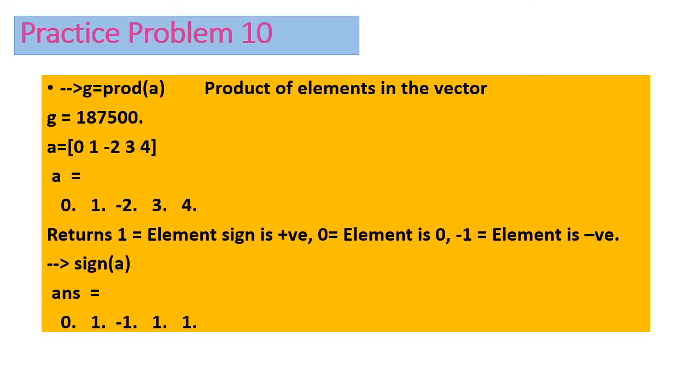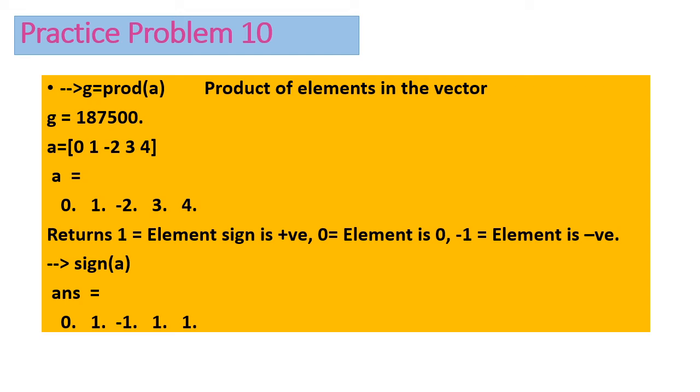So here I just brought a practice problem. G is equal to product of A. So it will calculate the product of the vector A. Now I am assigning another vector A is equal to 0, 1, minus 2, plus 3, plus 4. If you would like to return the sign, you have to give a function called sign of A.